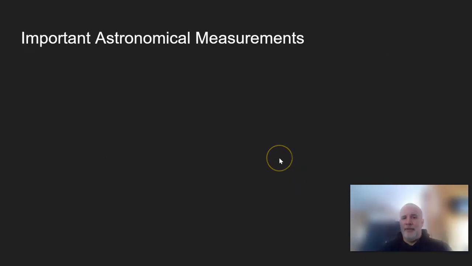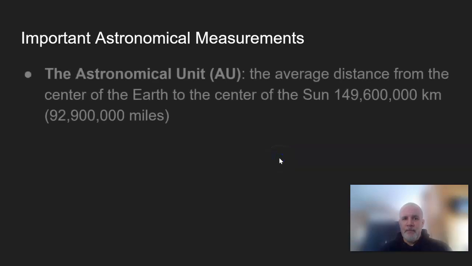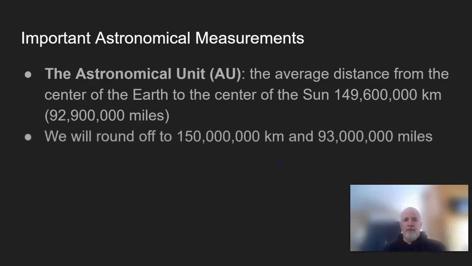Now, here we're going to get into some astronomical measurements. The astronomical unit is one you're going to see pop up a lot. An AU is the average distance from the center of the Earth to the sun. We usually say about 93 million miles is the conversion you're going to see. Here I think it's 92,900,000. So we're going to round it to 93 million.